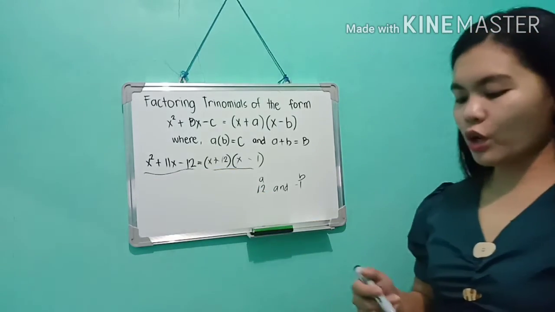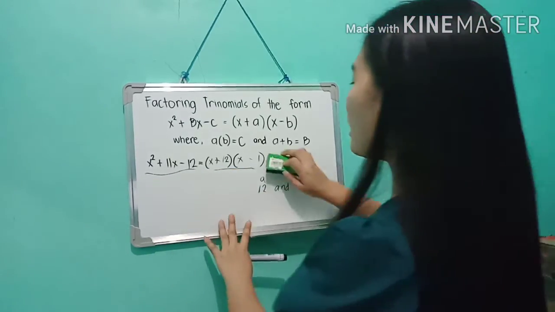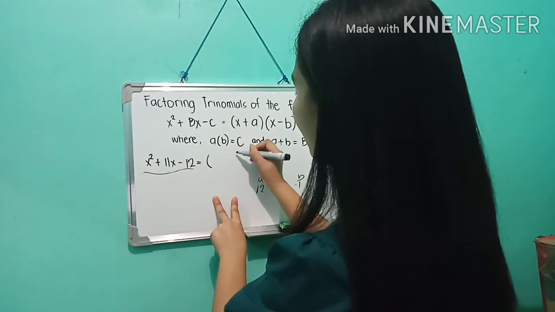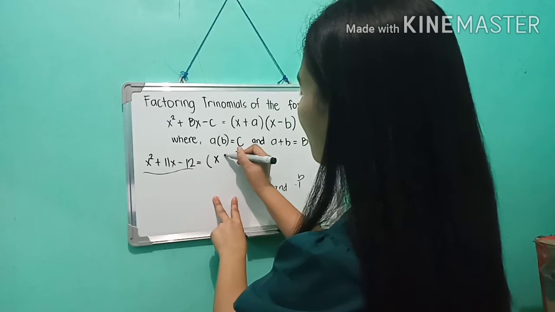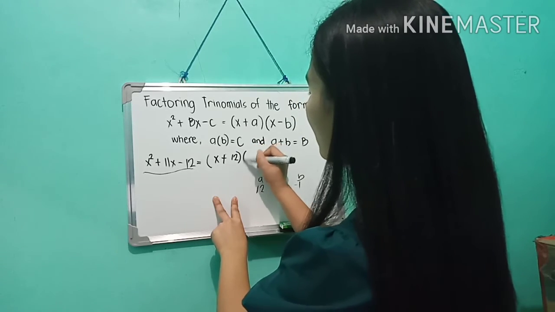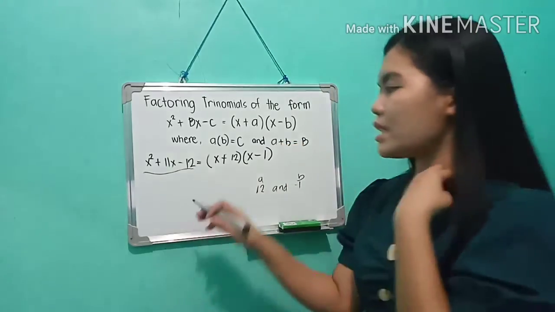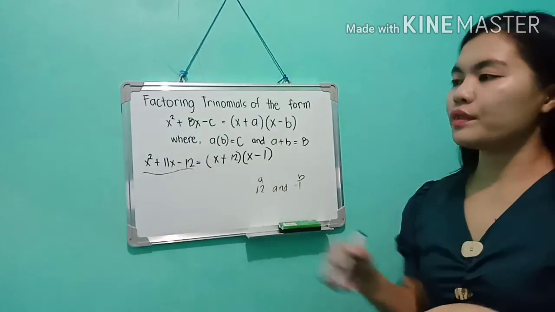So, this is now the factor of our polynomials or our trinomials. So let me write it clearly. So we have here x plus 12 times x minus 1. So this is now the factor of the trinomials.